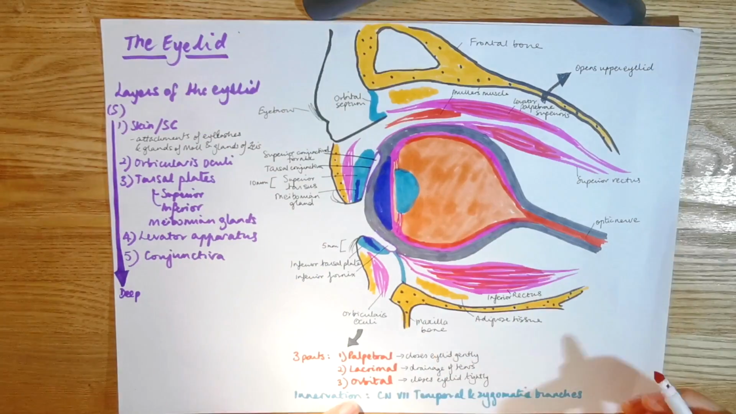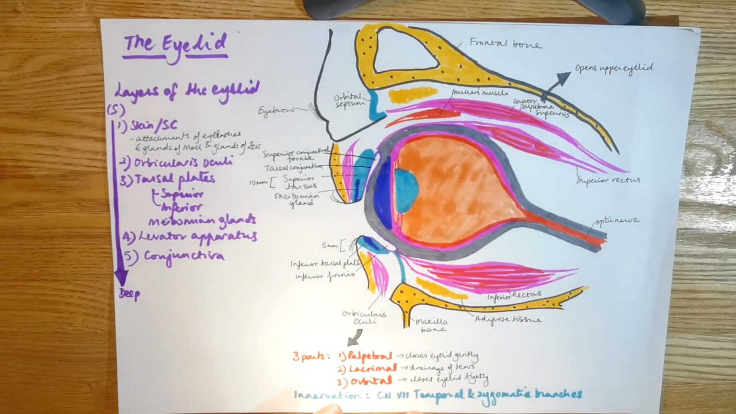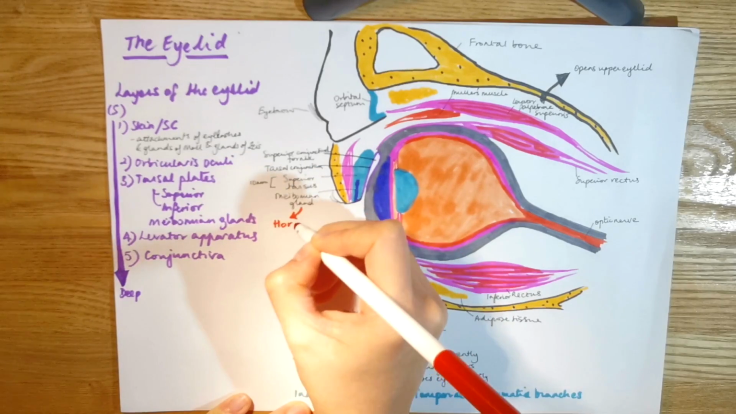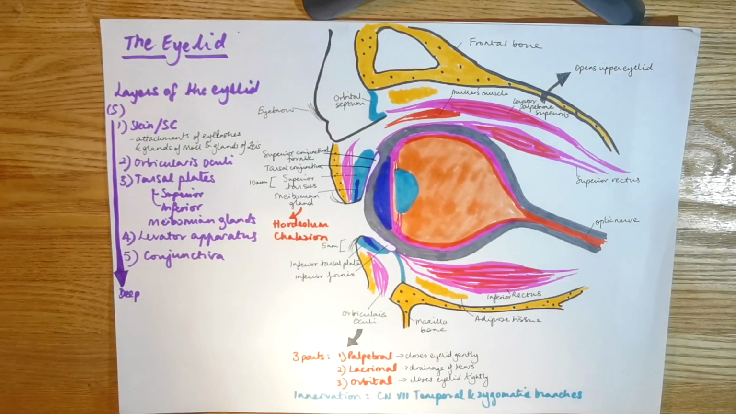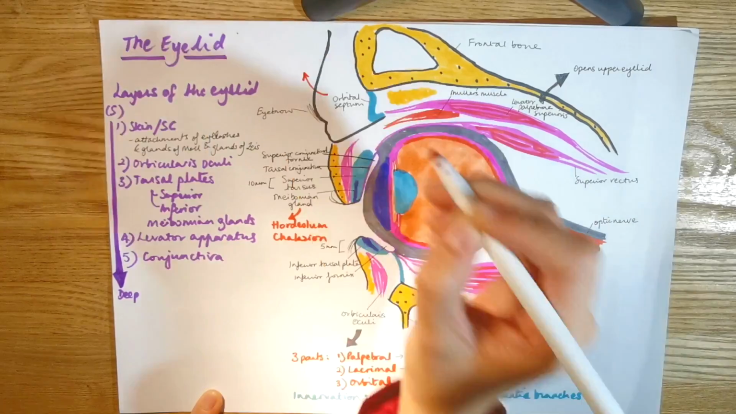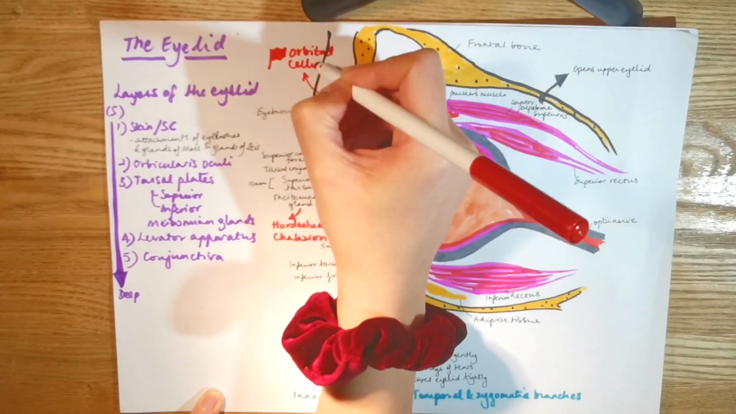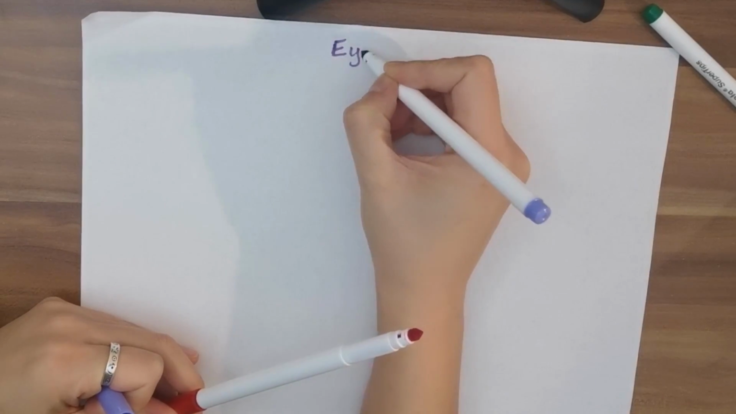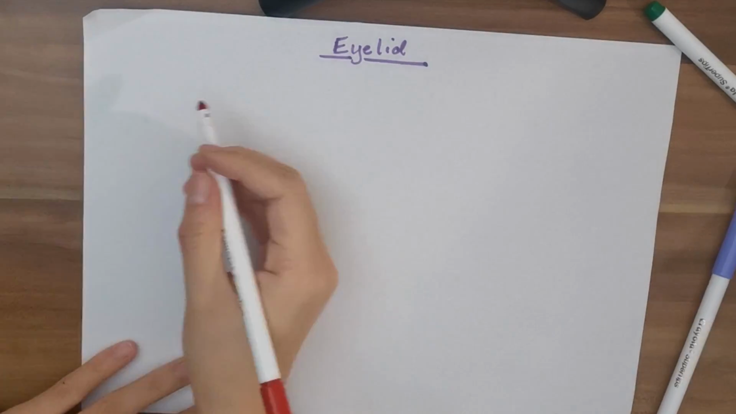And in my next video, the eyelid pathologies, I will cover some pathologies that cause a red eye. That includes styes, chalazion, conjunctivitis, and orbital cellulitis, which is a big red flag. So now I'm going to go over some vasculature and innervation of the eyelid.